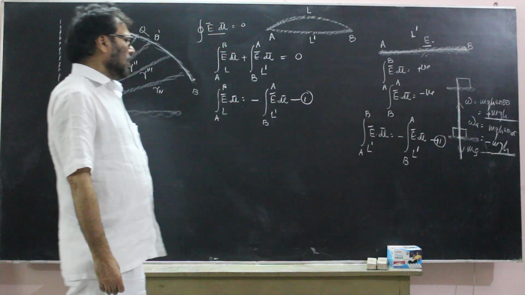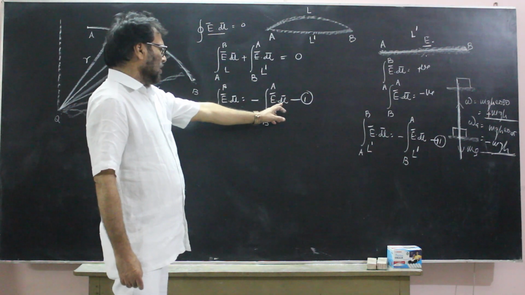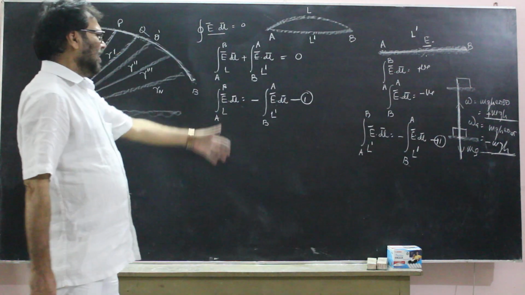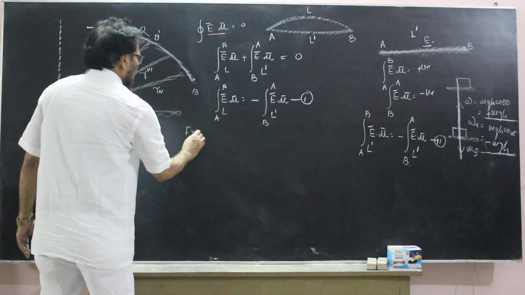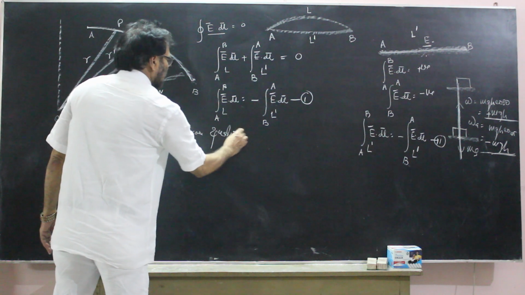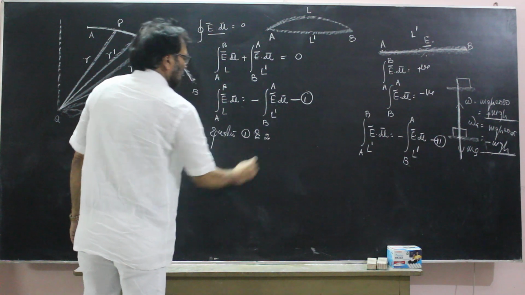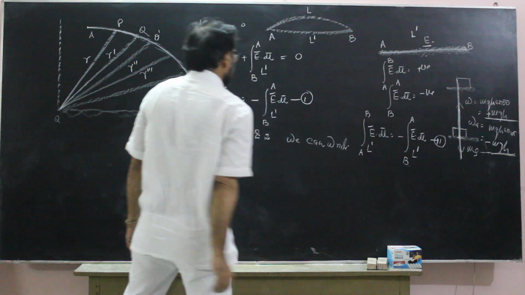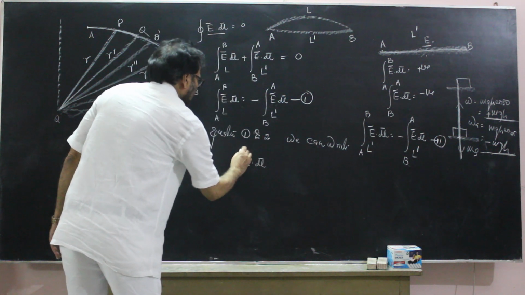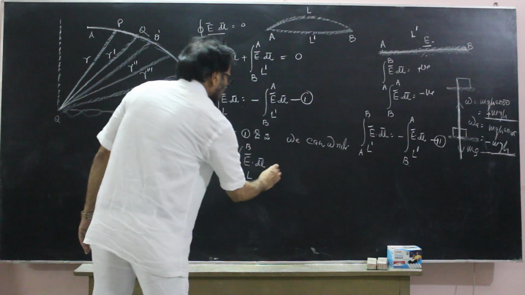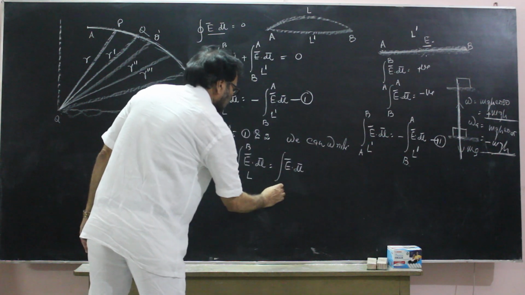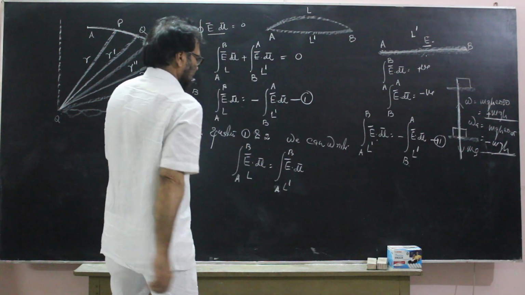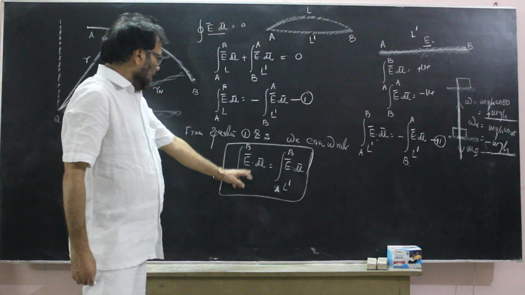So now from equation 1 and equation 2, the RHS of equation 1 is E dot dl B to A L dash with negative sign. दोनों RHS बराबर हैं, तो ये LHS भी बराबर होगा. तो from equation 1 and equation 2, we can write E dot dl from A to B through L is equal to E dot dl from A to B through L dash. This is our result.